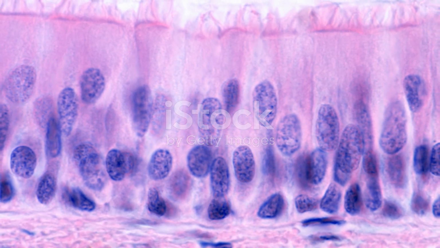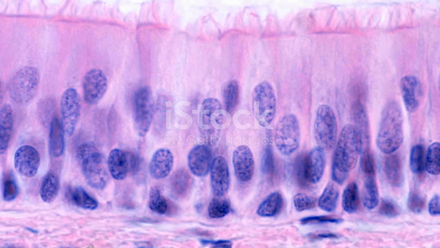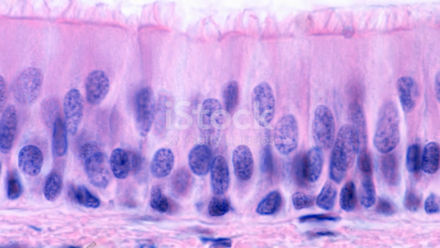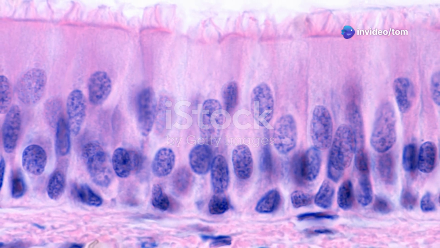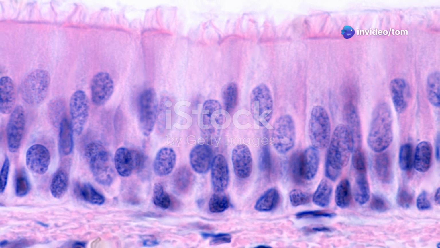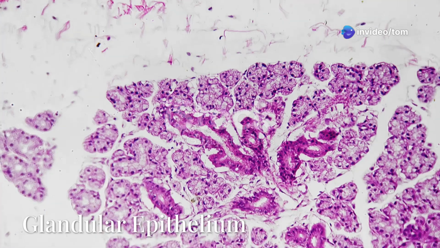Pseudostratified epithelium lines the larger excretory ducts of many glands, the epididymis, parts of the male urethra, and the auditory tubes. Its main function is protection and secretion.